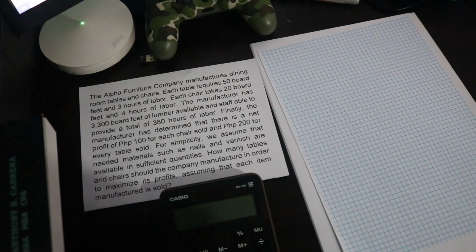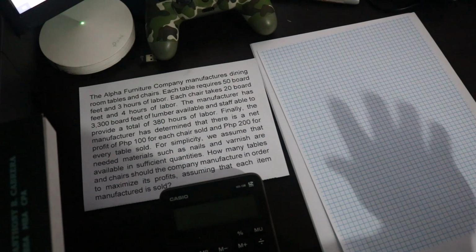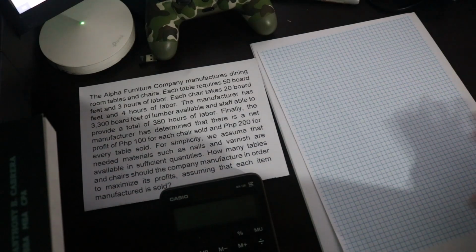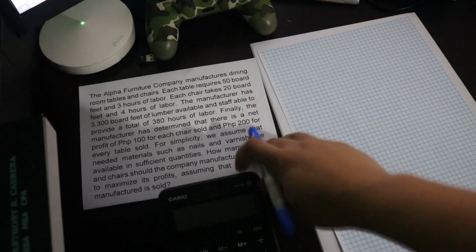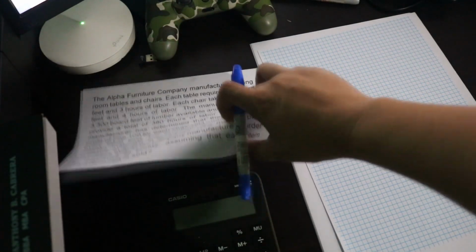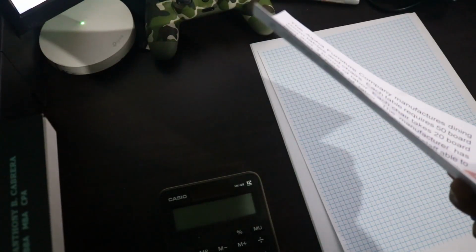Hello Management Science students. Today we are going to solve linear programming problems using the Simplex method. We are done with the graphical method before the lockdown, so today we move on to the Simplex method. To verify that the Simplex method will give us the same answer as that of the graphical method, we will be solving these problems first using the graphical method, and then I will be guiding you step by step as we solve using the Simplex method.